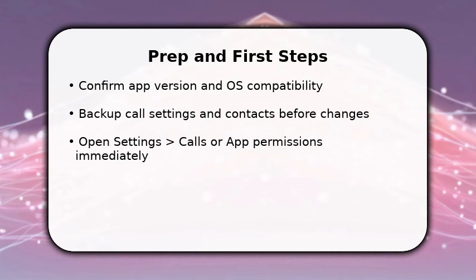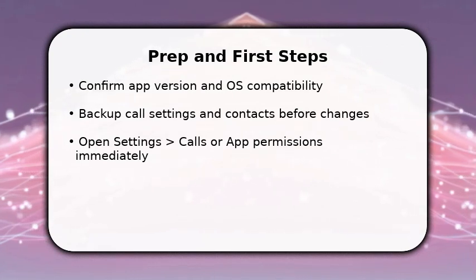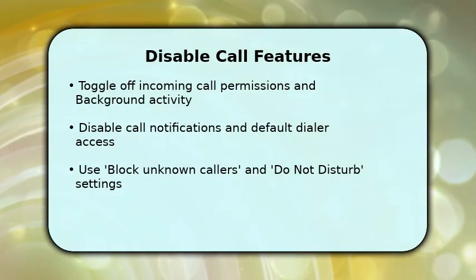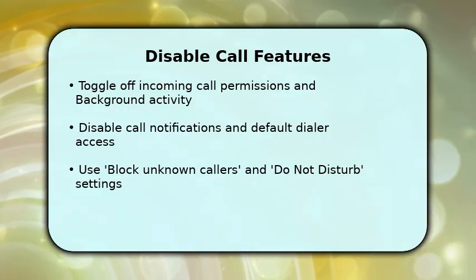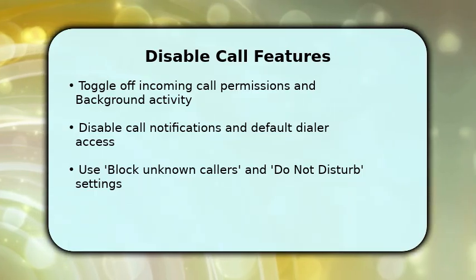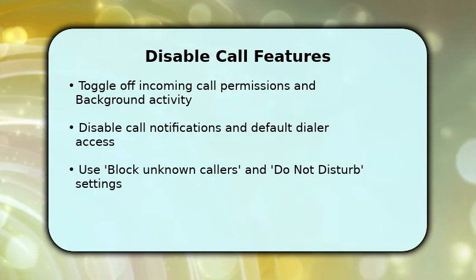Once done with setup, focus on the middle steps. Disable incoming call permissions and background activity for the app to stop call interception. Next, remove default dialer access and turn off call notifications so the UI no longer surfaces calls.